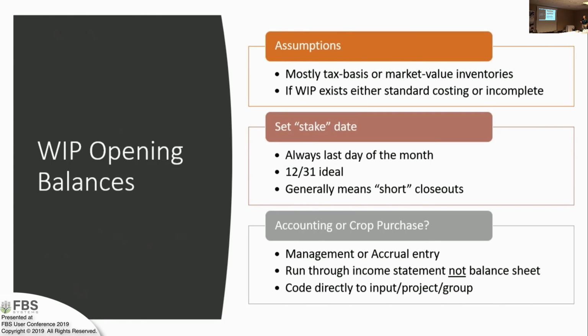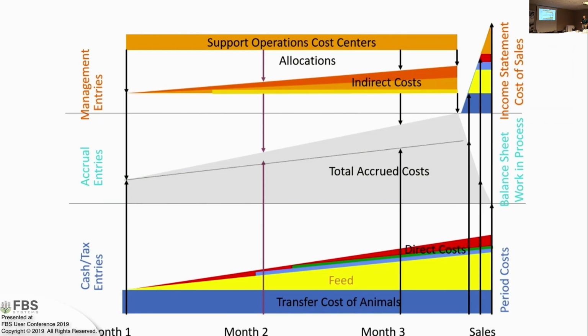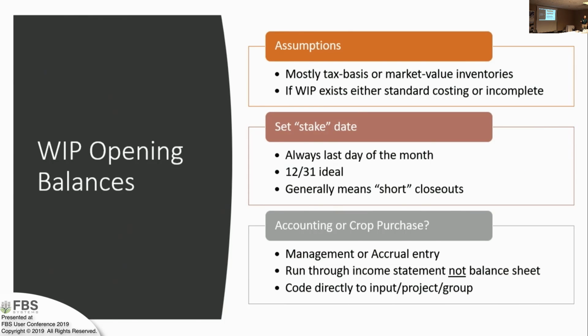We're going to start off with the opening balances issue, and then understand how the allocations work. WIP opening balances is always an interesting situation when you get a new client started, because most of them have a tax basis or market value inventory. So what they have on the balance sheet for inventories probably is not going to correspond with what their actual costs are. So you've got to plug in something, and we always want to set a stake date and record all the opening balances as of a certain date, which means you end up with short closeouts.